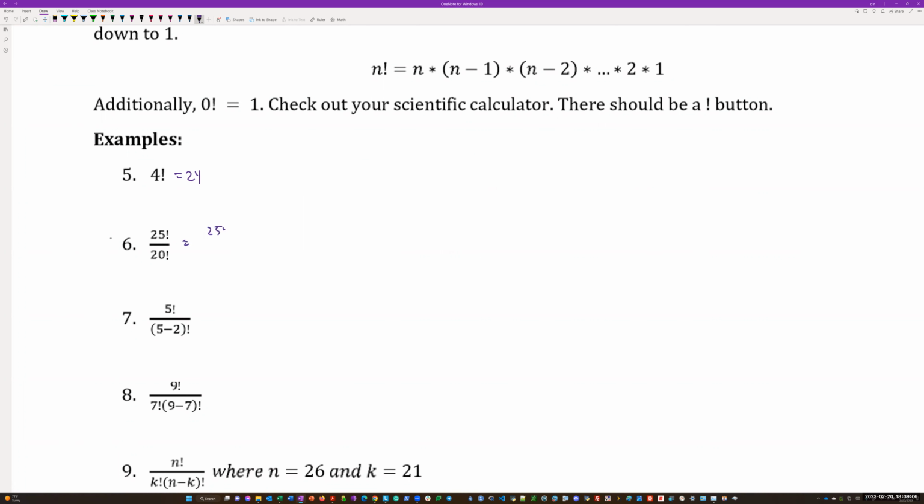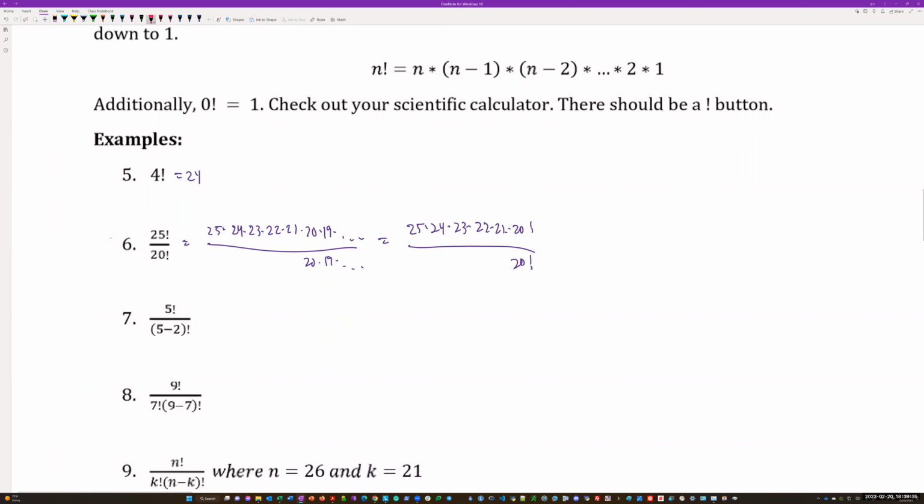So all they want you to do is write out 25 times 24 times 23 times 22 times 21 times 20 times 19 times whatever, it's going to keep going. Does that make sense? Now, a lot of times people will instead write this like this: 25 times 24 times 23 times 22 times 21 times 20 factorial. And then they just write 20 factorial here. Does that make sense what I'm saying?